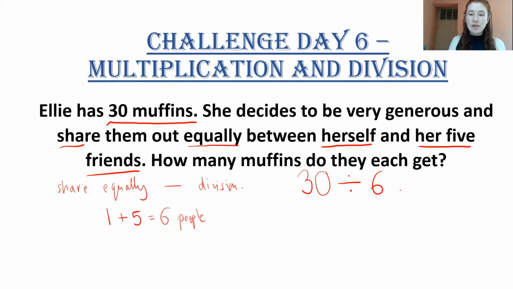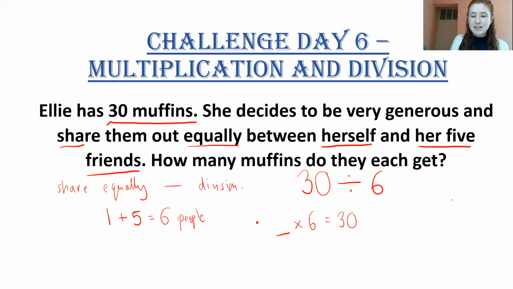We want to think what thing times by 6 equals 30, right? Something multiplied by 6 is going to be equal to 30. Now, in this instance, you can use your multiplication squares to help you. But if you don't have a multiplication square to hand, that's totally fine. We need to practice our divisions and multiplications anyways.